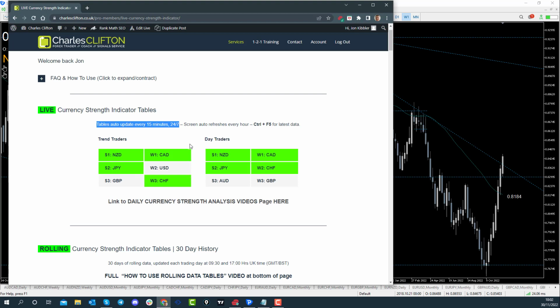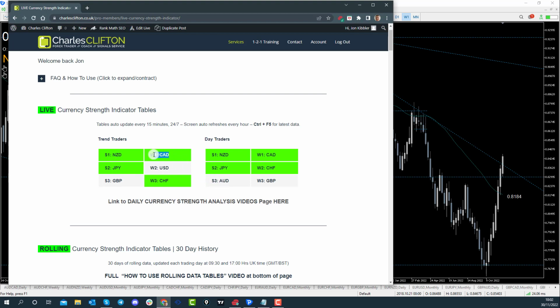So what are the tables showing us today? Well, it shows us that the New Zealand dollar remains top of both tables here. You can see that it's followed by the yen as S2 on both tables, followed by the pound as S3 on the trend traders, Aussie S3 on the day traders.